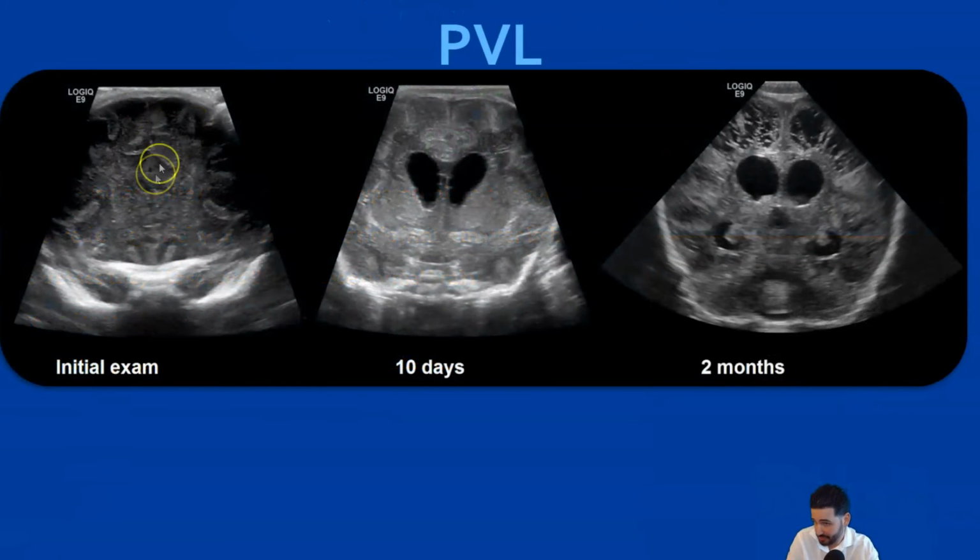Here you have a patient whose initial exam looked much like the other ones. Very smudgy brain. Echogenic sulci. Then the brain stayed looking edematous with ventricular enlargement, and then eventually they developed periventricular leukomalacia 2 months later. You see all these cystic spaces.